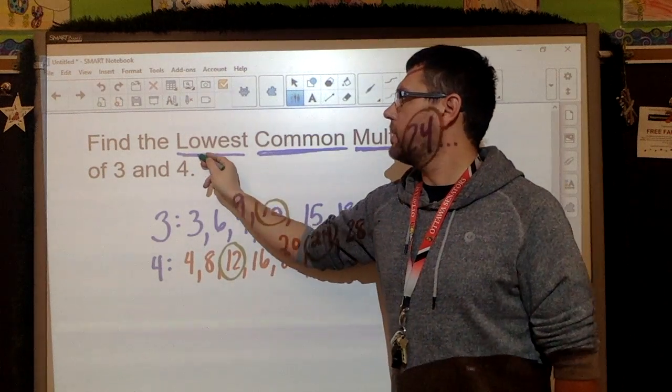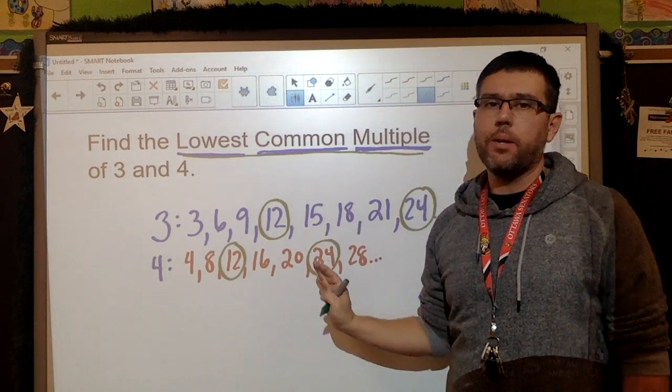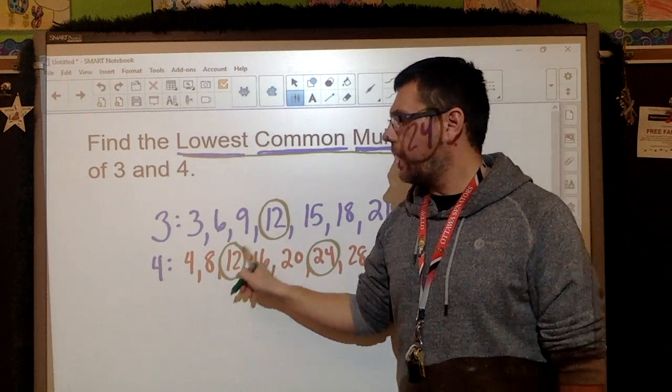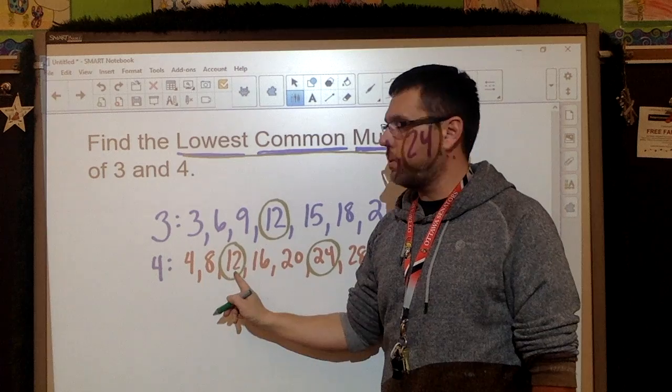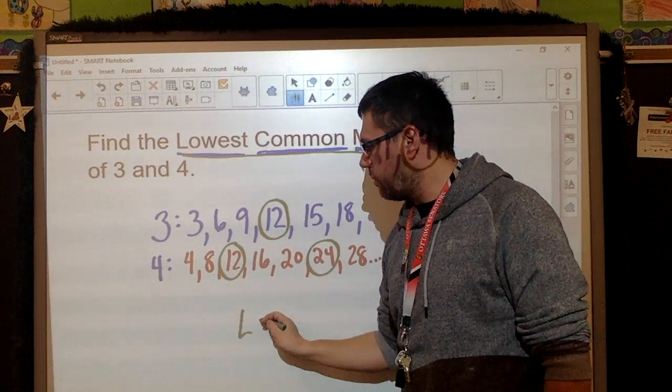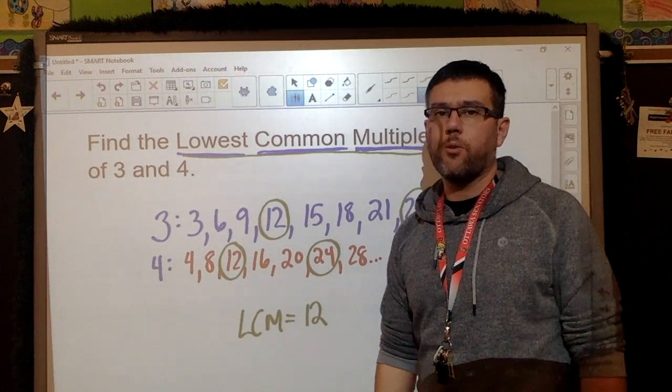But the question is asking which one will I land on first? Which number do they have in common that comes first? In this case, if I skip counting by 3s and skip counting by 4s, the lowest common multiple between these two numbers is 12. So I would say the lowest common multiple is 12 between the numbers 3 and 4.